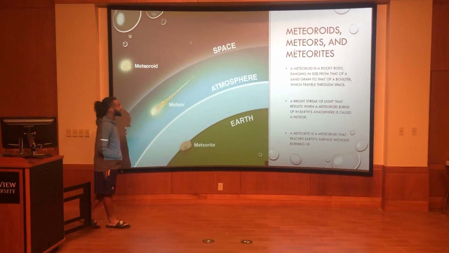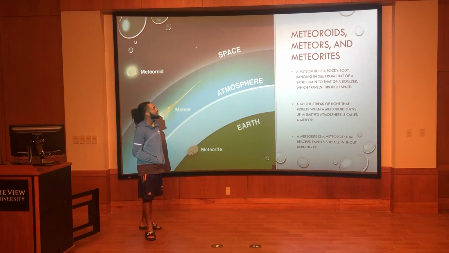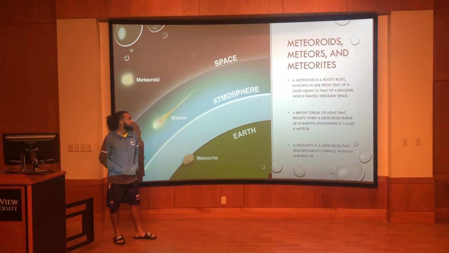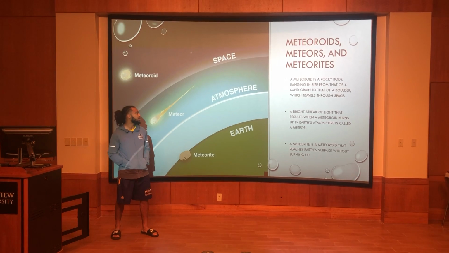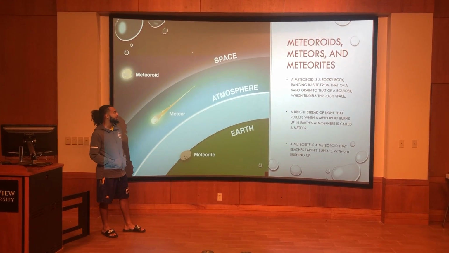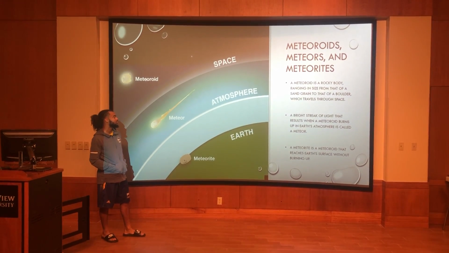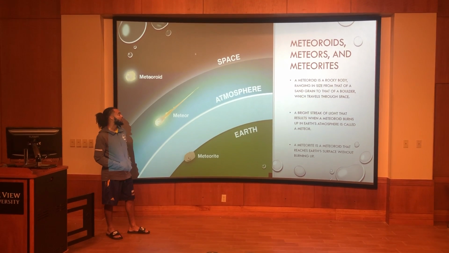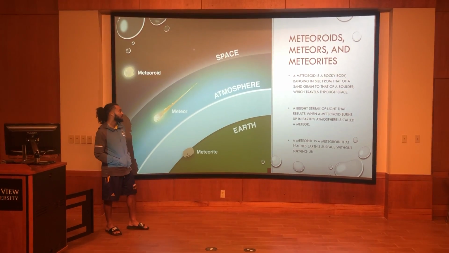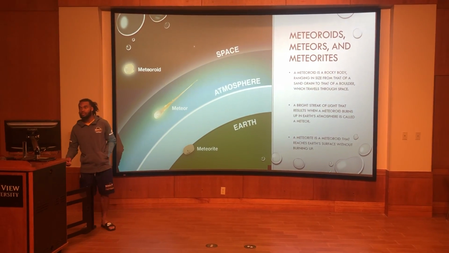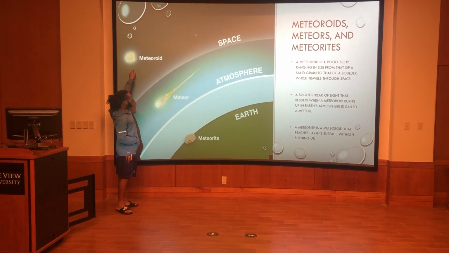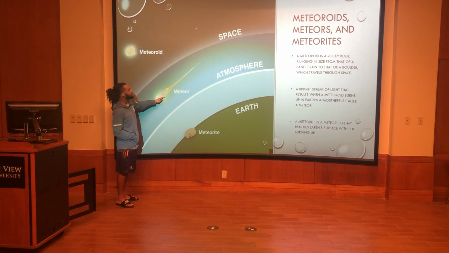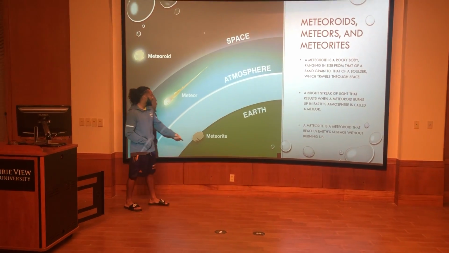Meteoroids, meteors, and meteorites. A meteoroid is a rocky body ranging in size from that of a sand grain to that of a boulder, which travels through space. A bright speck of light that results when a meteoroid burns up in Earth's atmosphere is called a meteor. A meteorite is a meteoroid that reaches Earth's surface without burning up. See, this is the meteoroid, and this is a meteor because when it comes into the atmosphere, it's burning, and a meteorite.